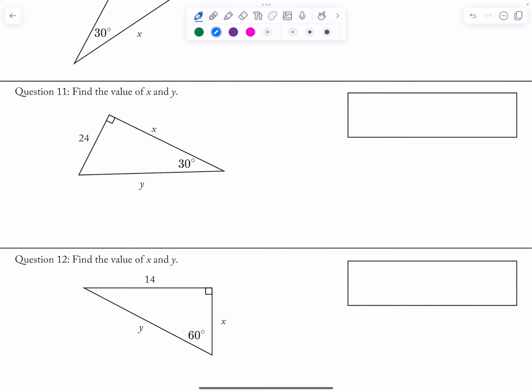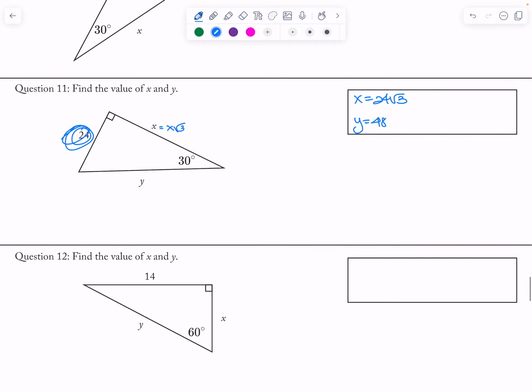11, this is the same thing as my x root 3 side, where this is my x. So x is 24 root 3. Y is going to be double that, so that's 48 root 3. Oh, I'm sorry, not 48 root 3. I lied. Y is going to be double the value of 24, which is just 48. I'm sorry, I apologize there.